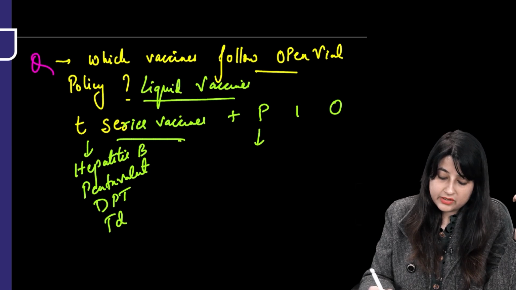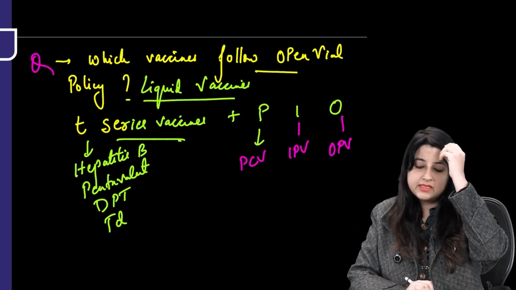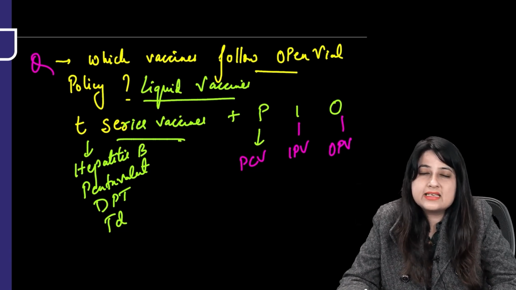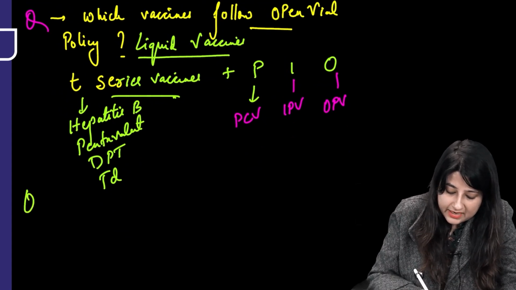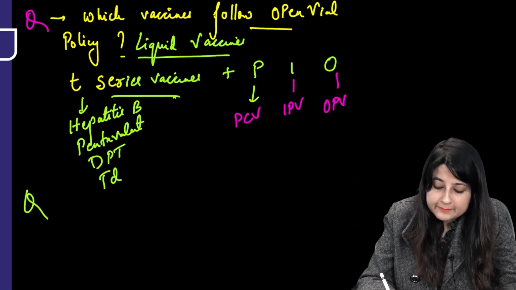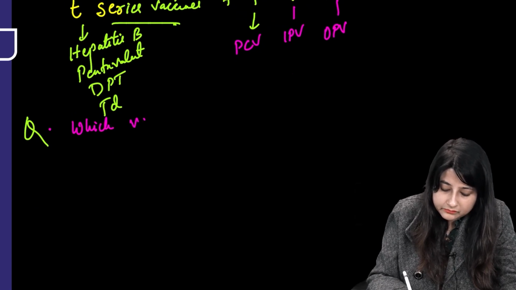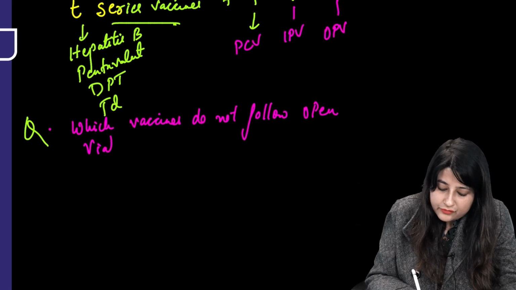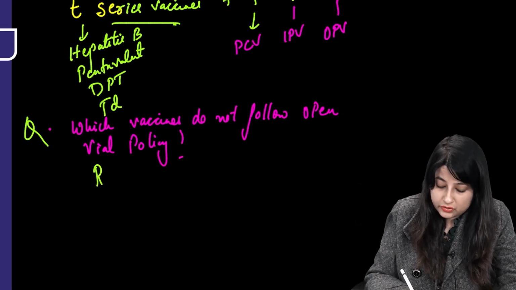So what does P stand for, everybody? Like I just said, PCV, IPV, OPV. So you just have to remember that the vaccines that follow open vial policy are the liquid vaccines, which are your T series vaccines, plus PO. So obviously the next question is which vaccines do not follow open vial policy? Very easy. The answer to this is the reconstituted vaccines.